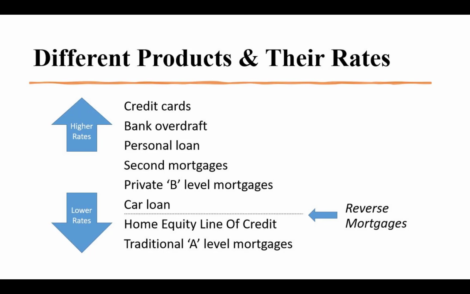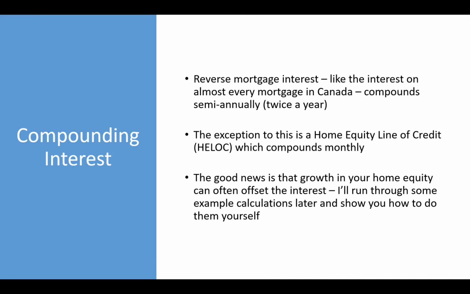So a common question I get is how does compounding interest work? Reverse mortgage interest, like interest on every mortgage in Canada, compounds semi-annually. That's twice a year. The exception to that is actually a home equity line of credit. The interest on that is charged, so it technically compounds monthly. But the good news is that the growth in your home equity can often offset the interest, and I'm going to run you through some example calculations and show you how you can do them yourself later. But it's important to know that yes, the interest does compound. It's semi-annual. That's the same as every mortgage in Canada.